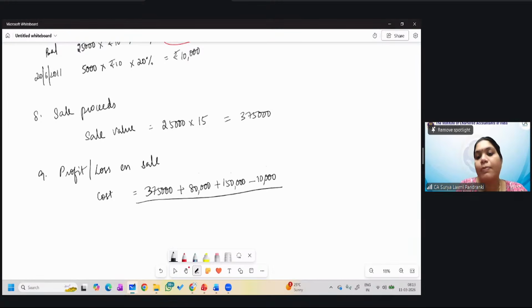You have to divide this by what? How many shares we had? Initially, we had 25,000 shares. Then we had a bonus of 5,000. Then we had purchase of 5,000. Then we had bonus of 5,000. Then we had rights issue of 10,000. Everybody agree to this? The denominator 25,000 was the opening balance. 5,000 was purchase. 5,000 was bonus. 10,000 was rights issue. Clear? The denominator and numerator both are clear.